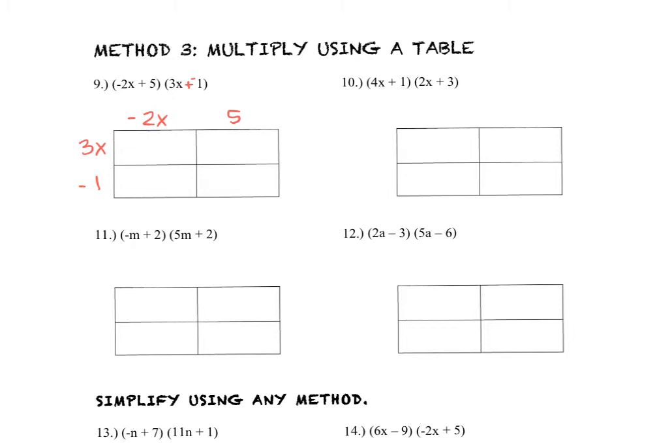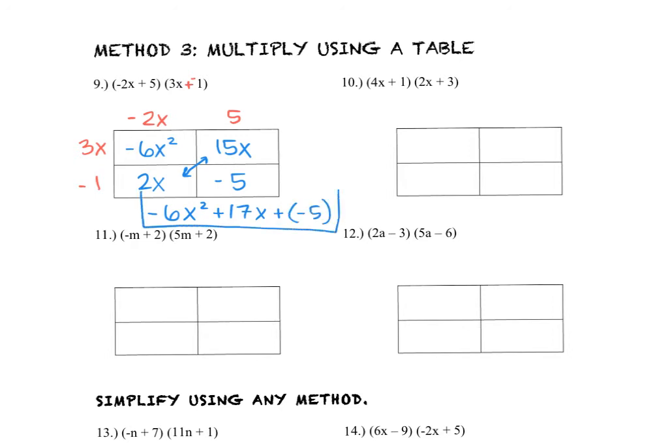Okay, so we have first 3x times -2x, that's -6x squared. Then 3x times 5 is 15x. -2x times -1 is +2x. And -1 times 5 is -5. And so then your final step is you need to write it as a polynomial, as your final answer. And in that step, you also want to combine like terms. So again, this 2x and 15x can be combined. So I get -6x squared plus 17x plus -5.